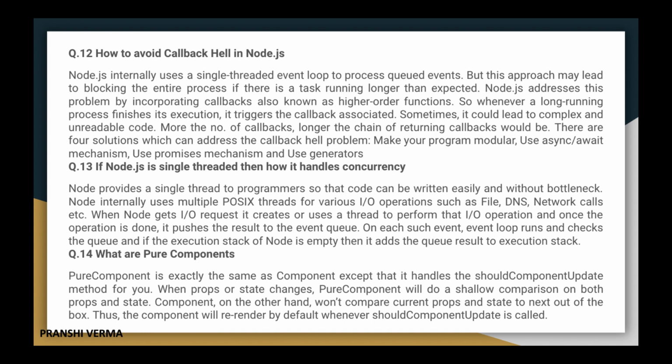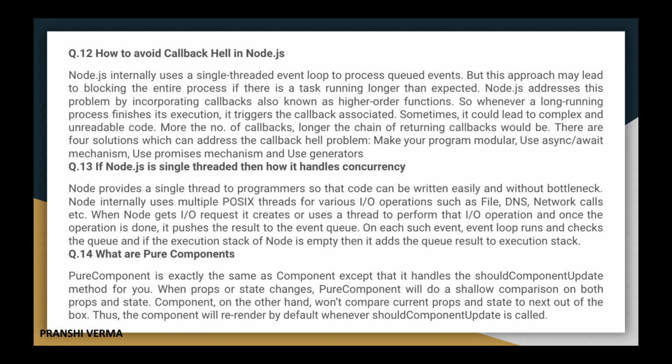Okay. Next question is, if Node.js is single-threaded, then how does it handle concurrency? Answer: although Node.js is a single-threaded environment, it is capable of handling concurrency through several mechanisms. Event loop. The event loop is the heart of Node.js, and it is responsible for handling I/O operations asynchronously.